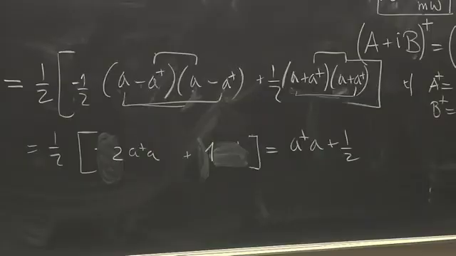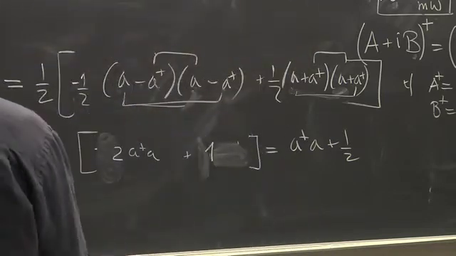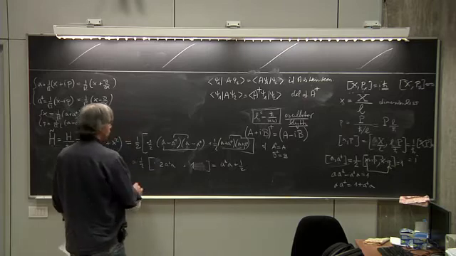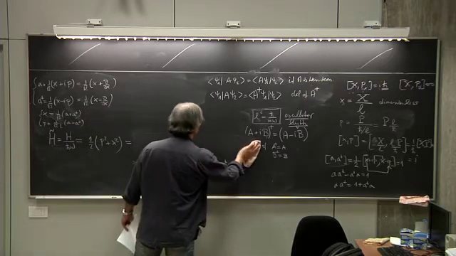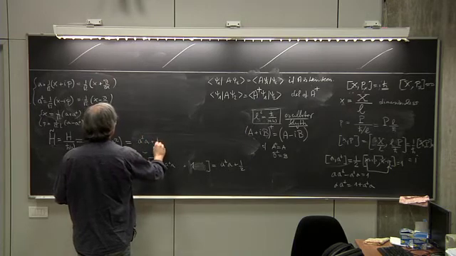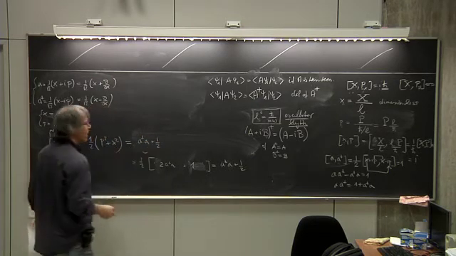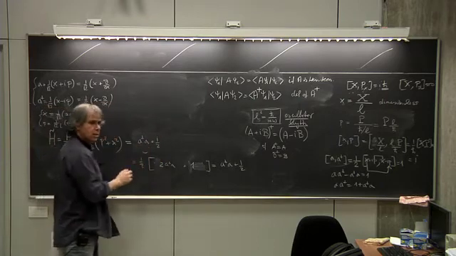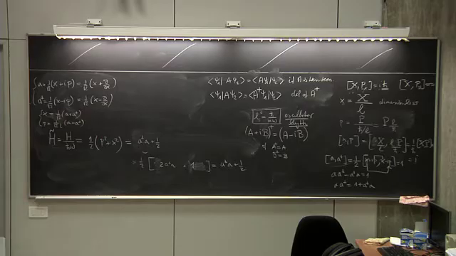Okay? I was a bit quick, but I'm sure you followed me and you have already seen this. So the nice thing about these two operators is that in terms of them, the Hamiltonian becomes of this form. Let me write it here. a dagger a plus 1/2. You might ask, 1/2 what? The 1/2 times the identity, obviously, okay? So it doesn't do anything.